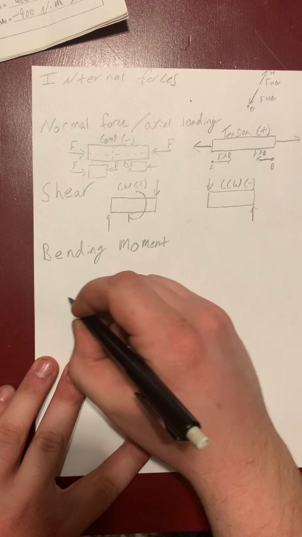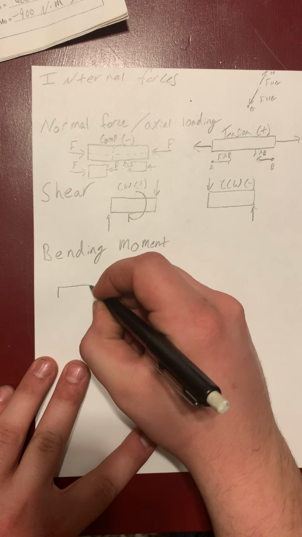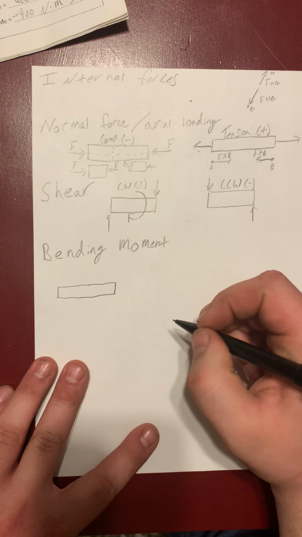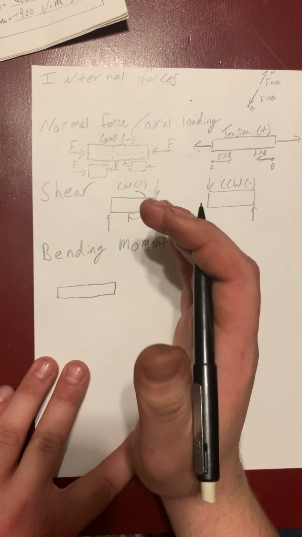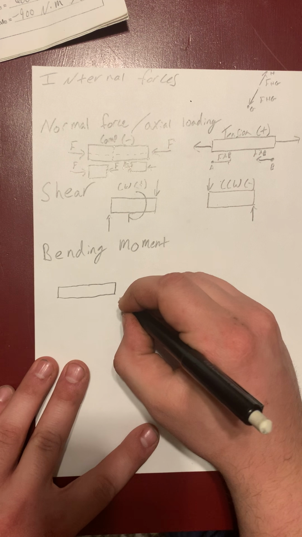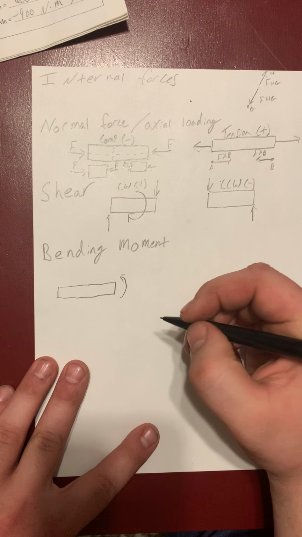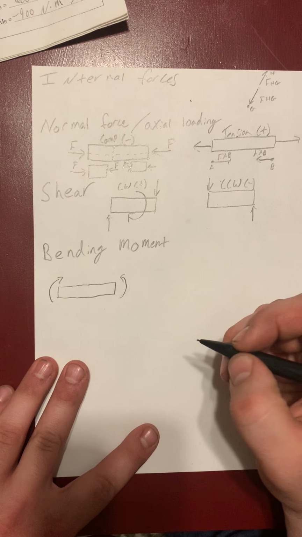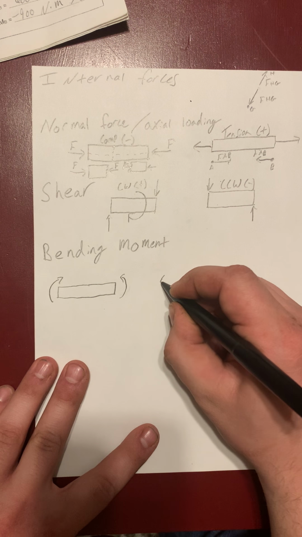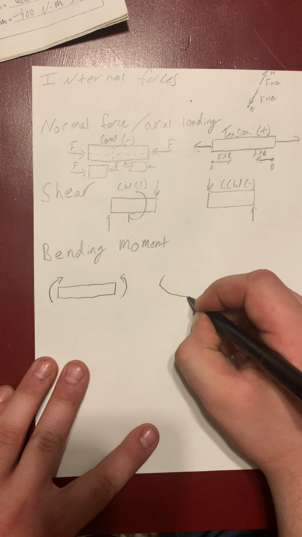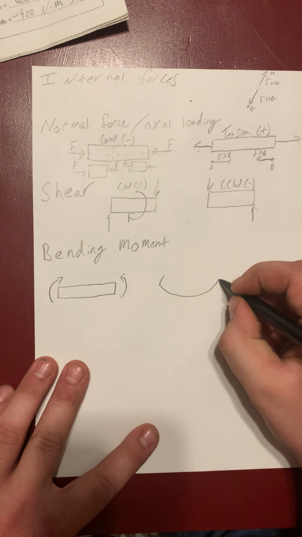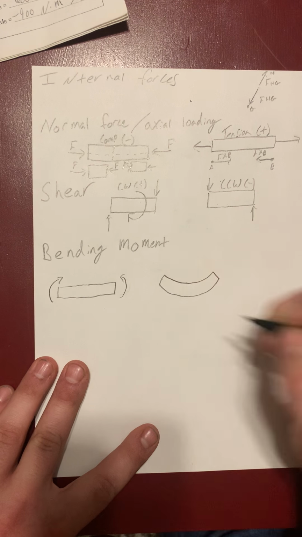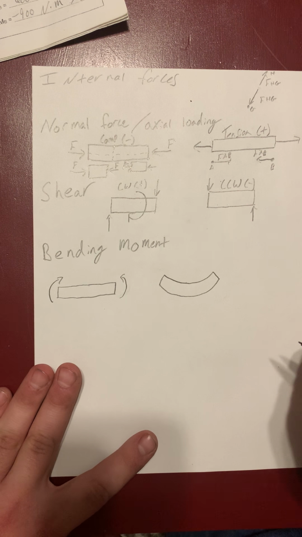So like we said, we started off with our paper like this, okay? Well, if we introduce a moment in this direction, okay, and a moment in this direction, right, that will want to deform our paper like this. Okay, does that make sense?